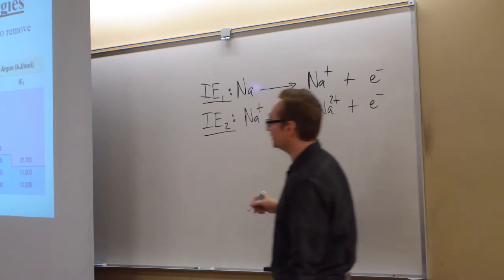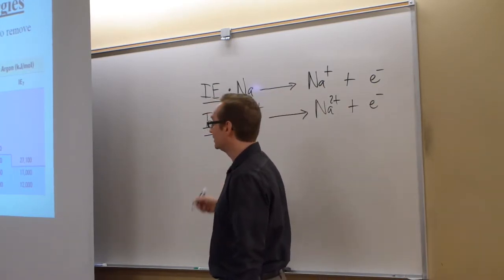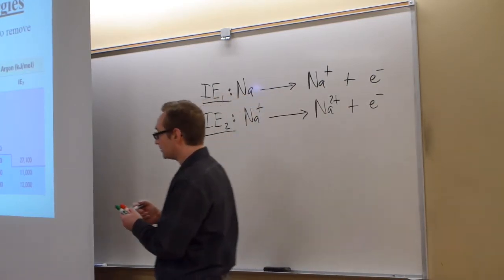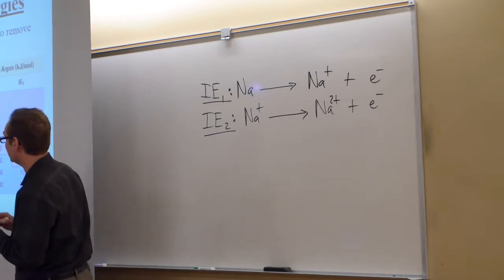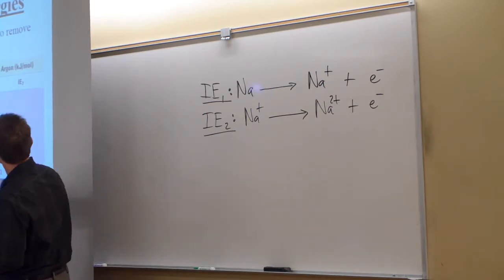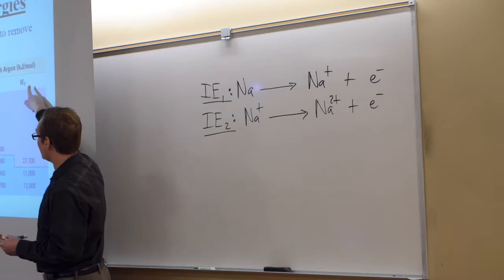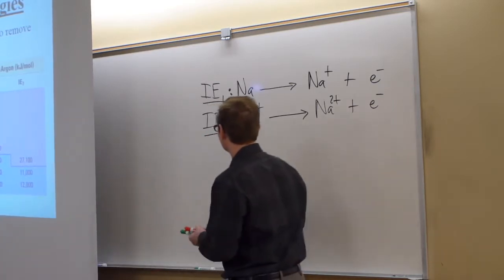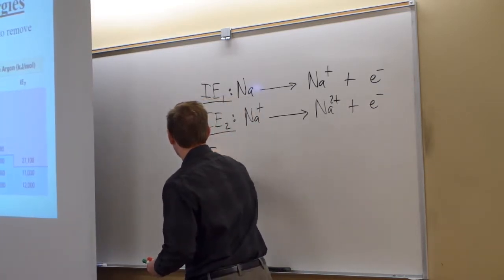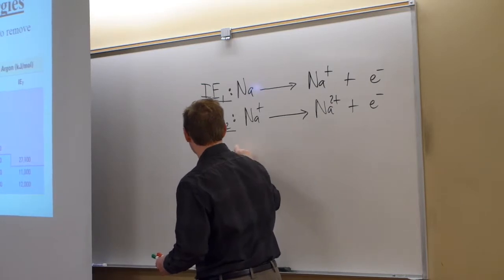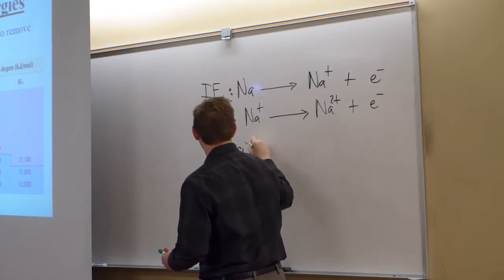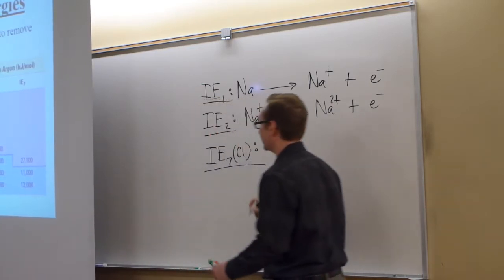Okay, what if I did ionization energy 3? All right, let's pick another one that's on here. What if I did chlorine and I did ionization energy 7? What if I did IE7 for chlorine? What would that look like?